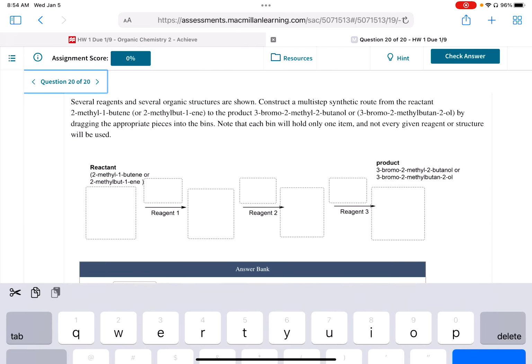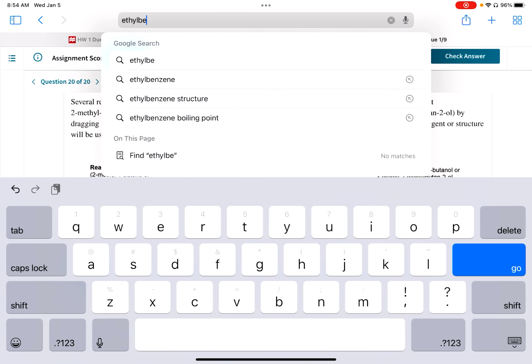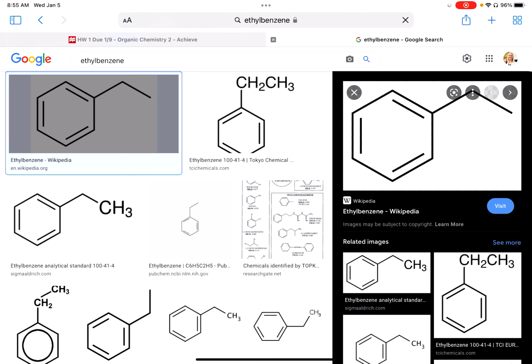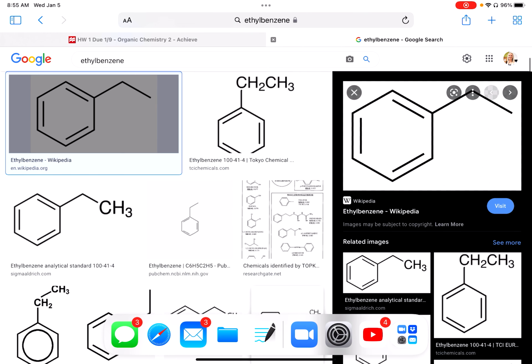So you can just look up ethyl benzene. You can just type it. We're not going to learn 100% of all the nomenclature in general. So, you know, this is what people do when they can't figure out the name of a molecule. Here's our ethyl benzene molecule. It's a benzene ring with an ethyl group attached to it.